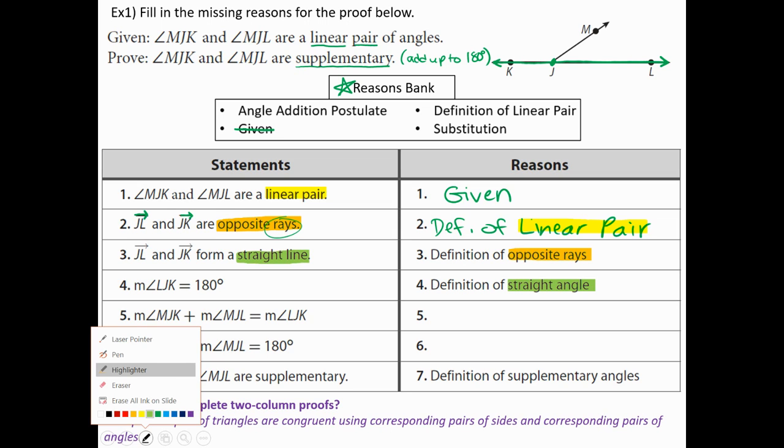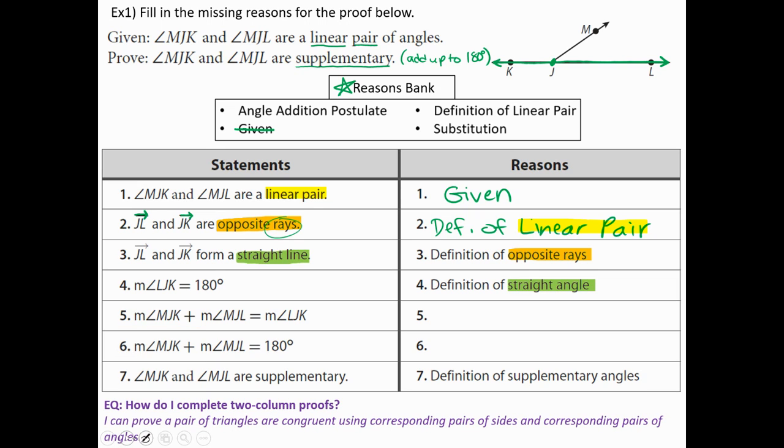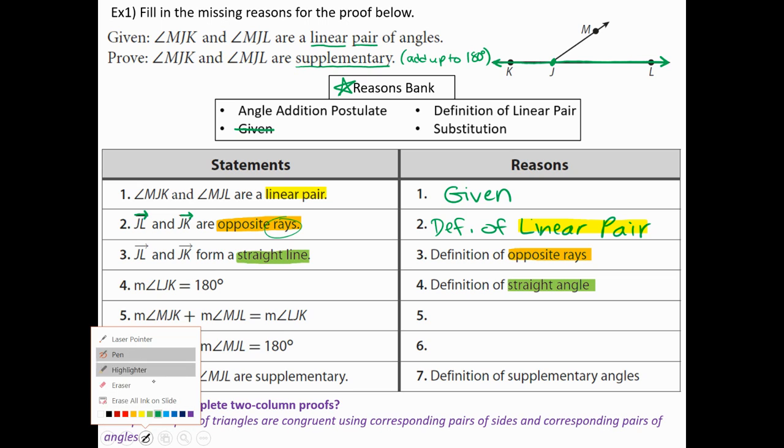Because it's this, then that's our reason. So we say it, then that's our reason. We say it, then that's our reason. Again, it won't always work that way, but definitely we can see that pattern here.